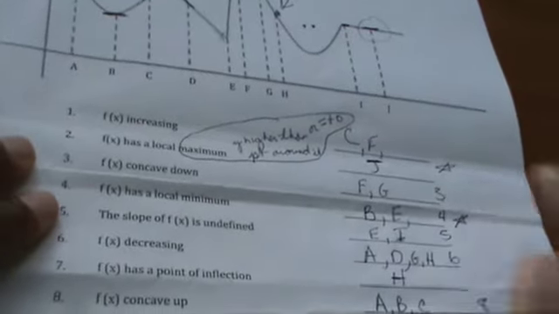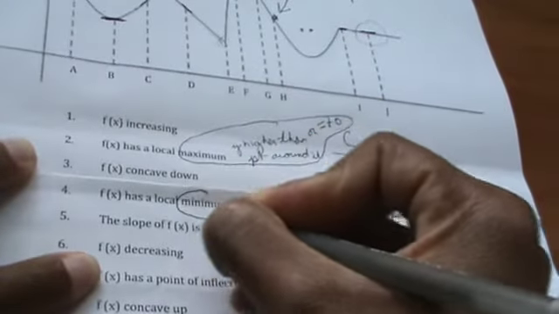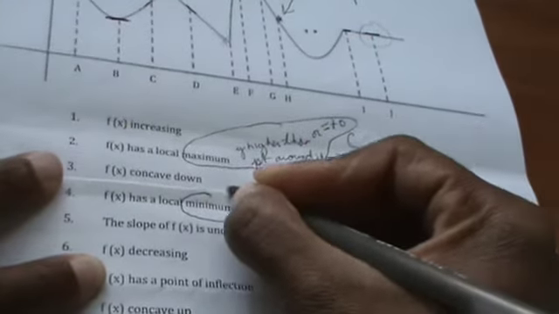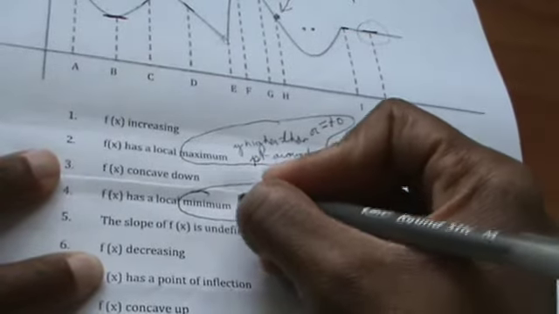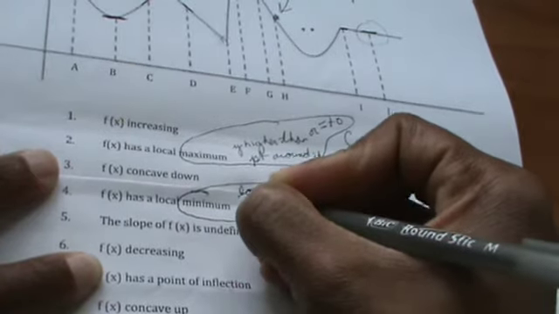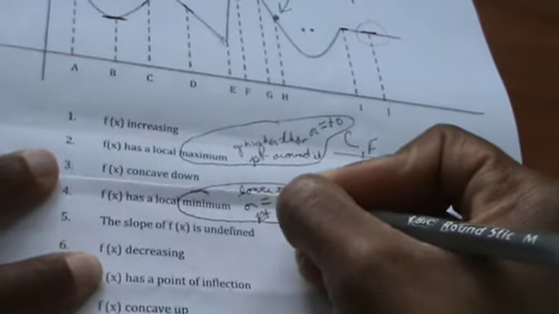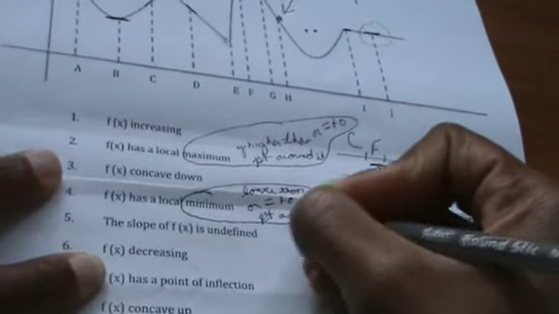Okay, so let's move down to number 4, because I need to clean that up also. 4 says F has a local minimum. Okay, so what is a minimum? Let me give you that definition. A minimum is that it's lower than or equal to the points around it. Okay, let me zoom in so you can see that. Lower than or equal to the points that are around it. That's how we're defining a local minimum in this class.